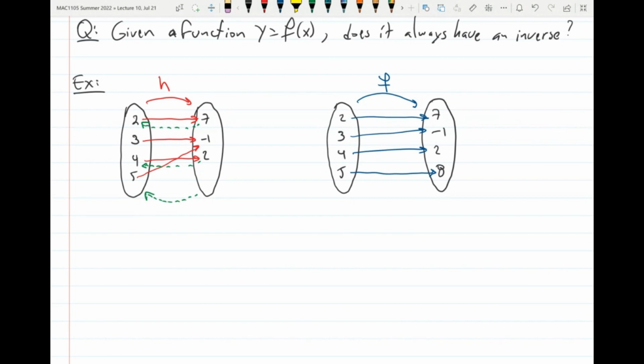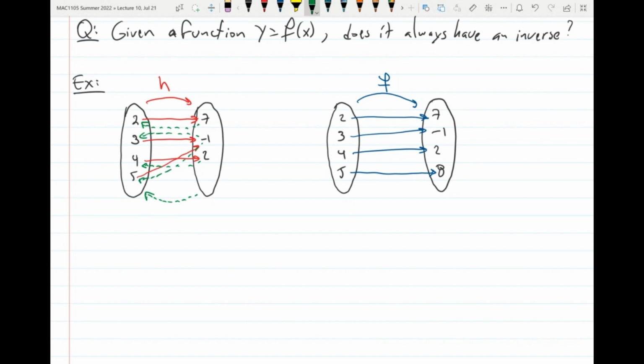But then, if this were to be a function, what happens when it hits negative 1? What is it supposed to do? It's supposed to go to 3, 4, 5. Right, so it's supposed to do this. But it can also do this.